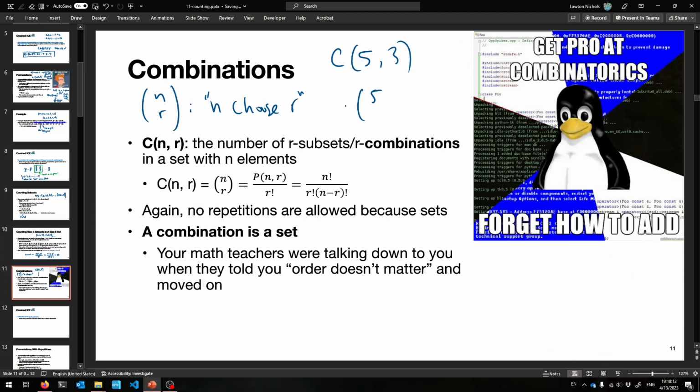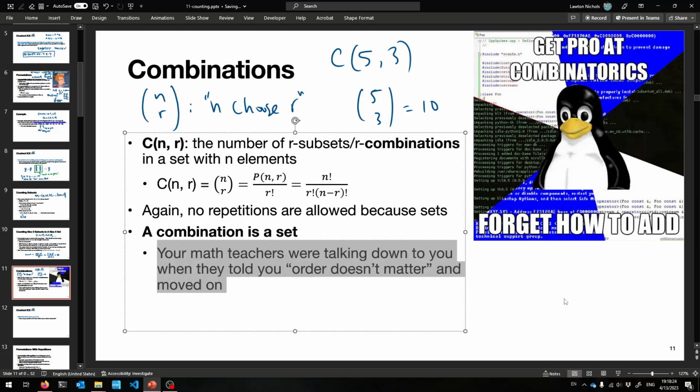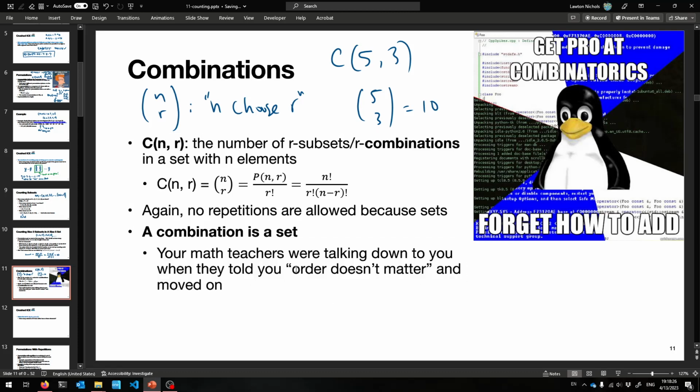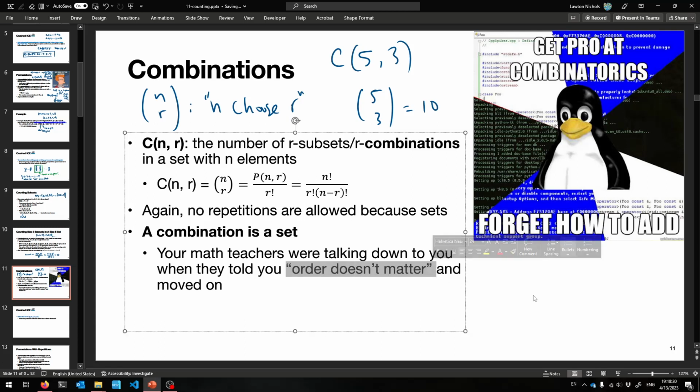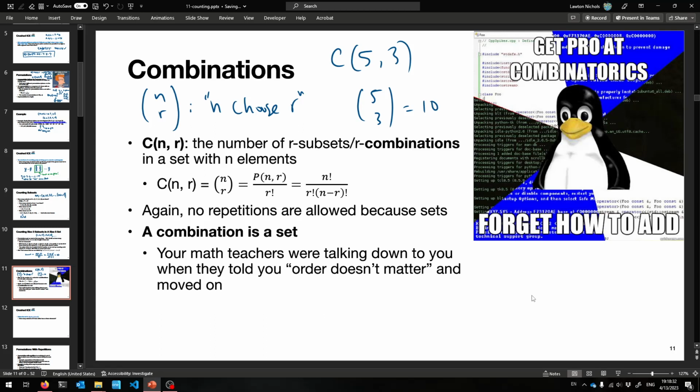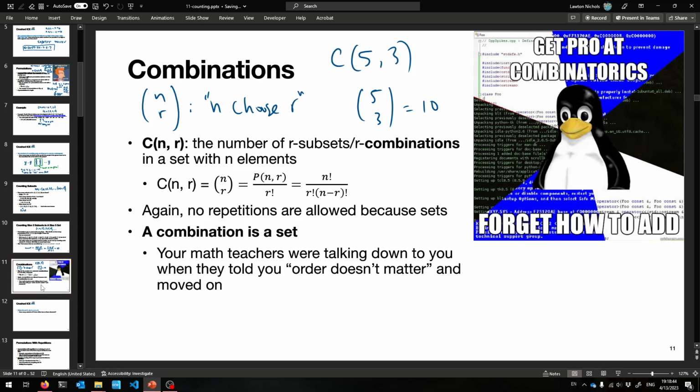And we noticed that 5 choose 3 was equal to 10, because that's how we were counting things on the previous slide. This is a fun thing, because I think I learned this in high school, and you probably did too. But now you know what your math teachers meant when they taught you combinations and said order doesn't matter. We're trying to count things where order doesn't matter, and the reason they said that is because we are counting sets. We're counting subsets, not just permutations. But you didn't know about sets. Now you do. So that's combinations.